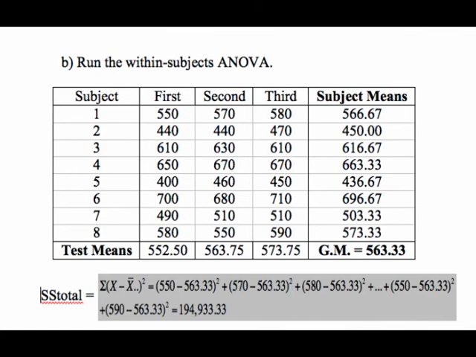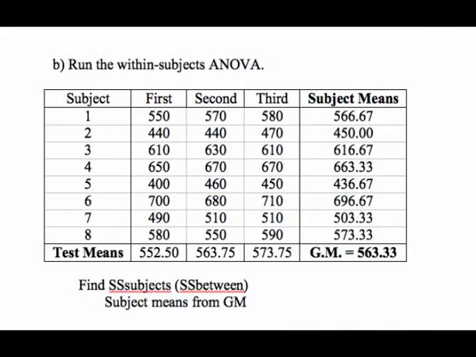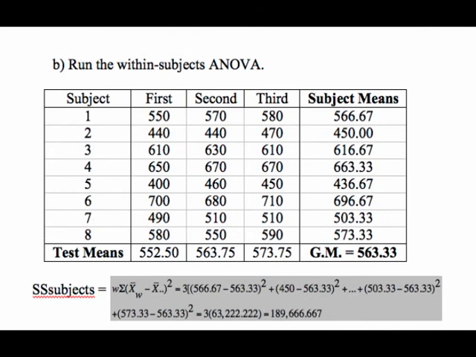Okay, next we're calculating our sums of squares subjects. So we take our subject means, so that's the column furthest on the right, the mean for each subject across the 3 trials, and we subtract from each the grand mean of 563.333. We square them, sum them all up, and times by W, which could also be T. It's the number of treatments. So in this case, there's the first, second, third. So that's 3 treatments, so we times by 3. And we get a sum of squares subjects of 189,666.6666666666.